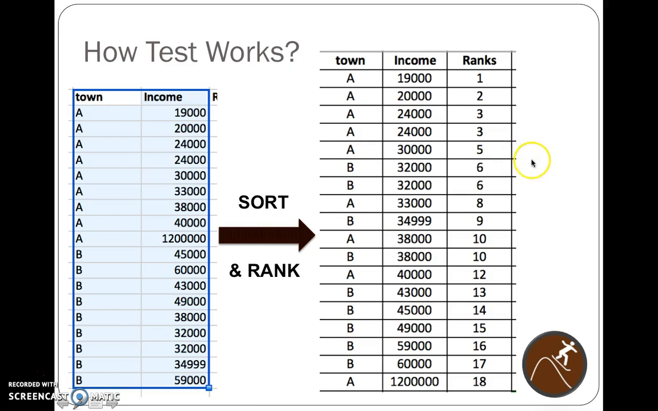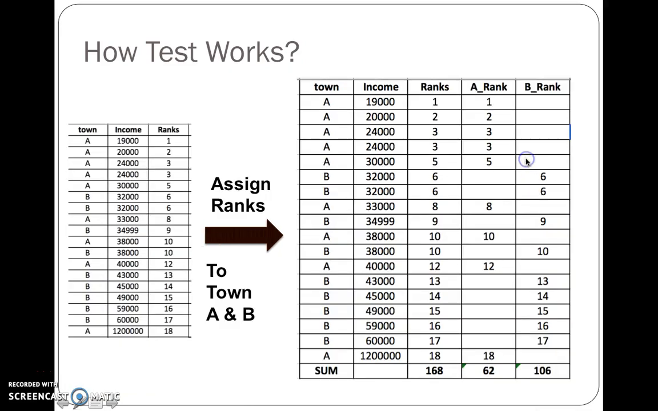So that's how I would intuitively want to rank them. But mathematically, that's not the best way. If I were to do it my way, I would actually then go through and pick out, okay, here are the A ranks and sum them up. Here are the B ranks and sum them up. And we'd have 168 total ranked data points and 62 and 106. That's the way I would want to do it, personally.